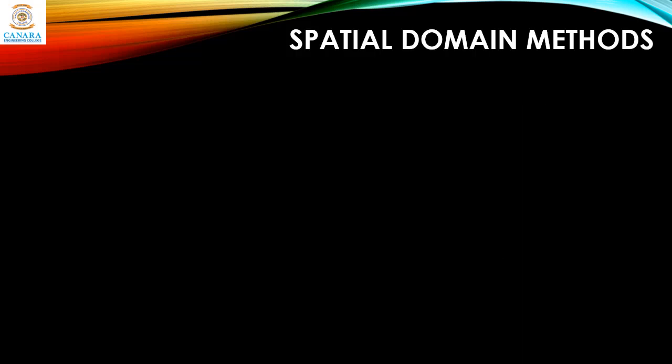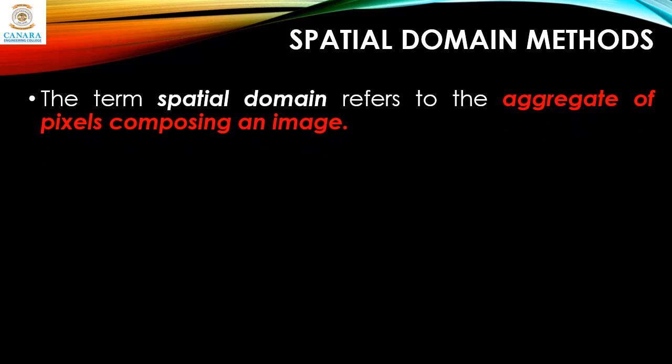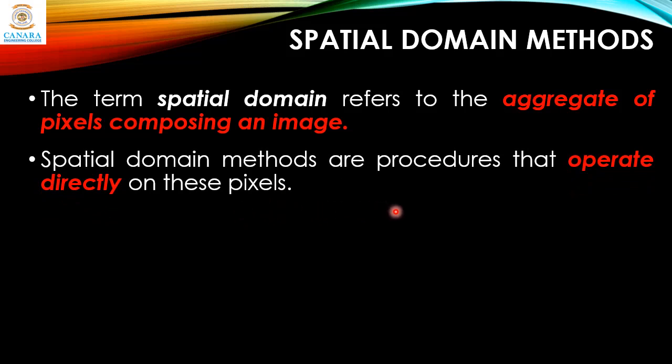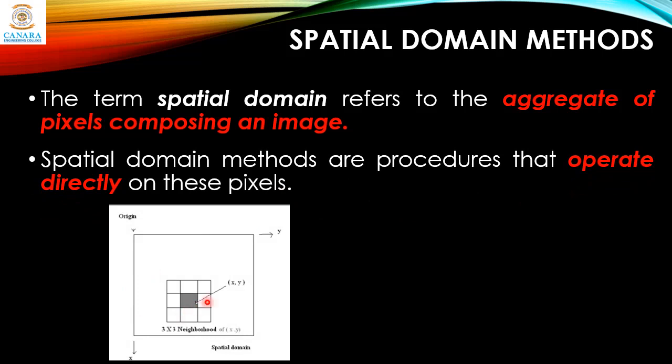Spatial domain refers to the aggregate of pixels composing an image. Spatial domain methods are procedures that operate directly on these pixels. This is how a digital image looks. We have the origin, and we have the y and x axis representation, and this is the neighborhood of the pixel, which is a 3 cross 3 neighborhood, and the pixel location is x comma y.